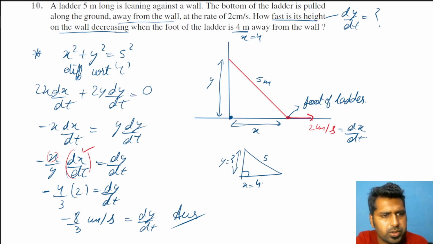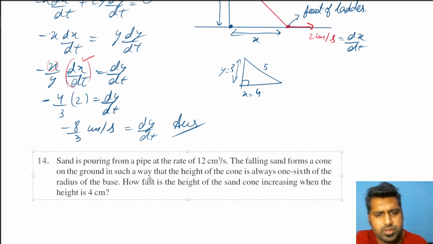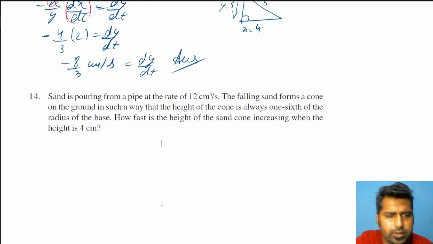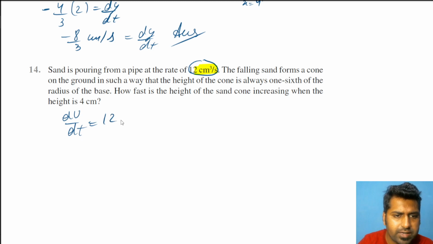Last question, another practical situation. So this time sand is pouring at rate of 12 centimeter cube per second. Again, it's just saying sand is pouring, he hasn't told you anything about it. But if you look at the unit, that's why units are important. Centimeter cube represents volume. That means this is dV by dt. So dV by dt is 12, that we know.